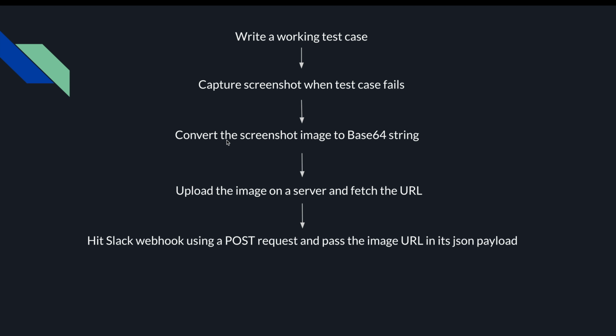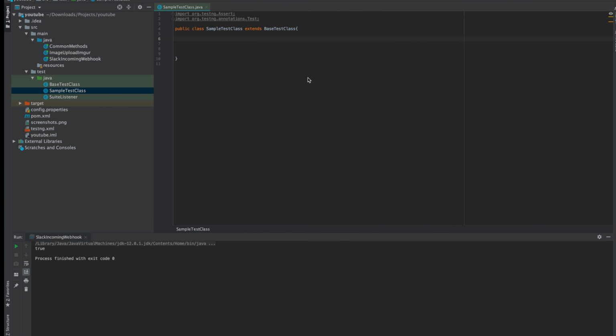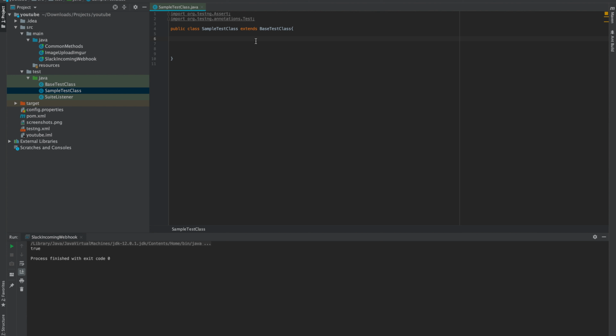So a third step is to convert the image to base 64 string, and then we would be uploading the image on a server using its post request, and in the response we would be getting the URL of that particular image. And our fifth and the final step is to hit the Slack incoming webhook using its post request and pass the image URL in its JSON payload so that the message along with the screenshot can be posted on Slack. And now we have the overview of all the 5 steps that we need to perform. So let's start doing it now. So here I'll be writing a very simple test case first.